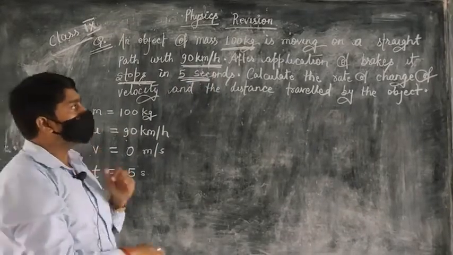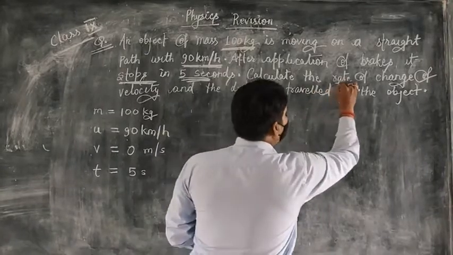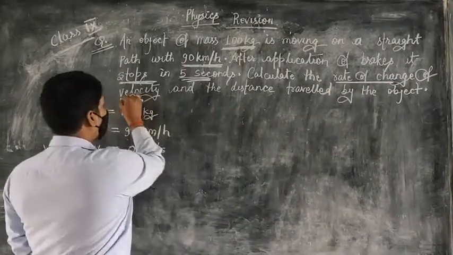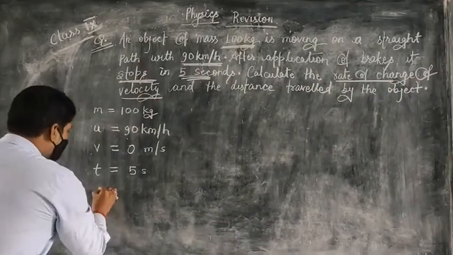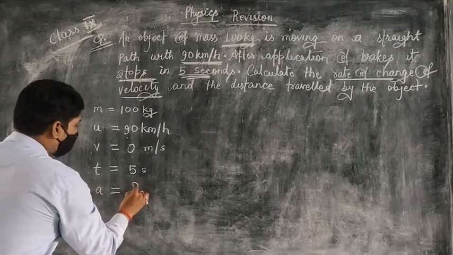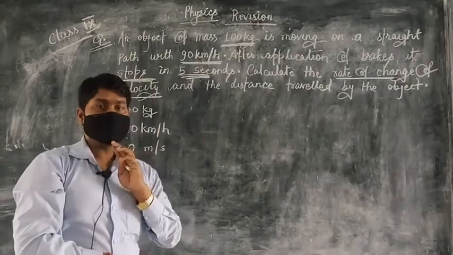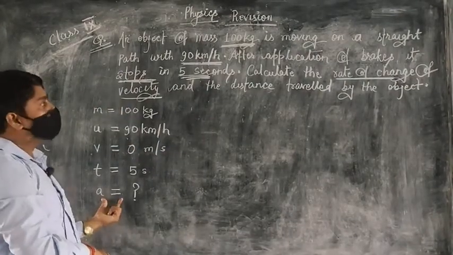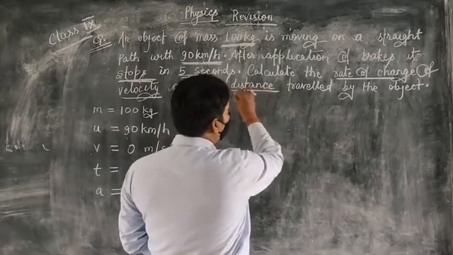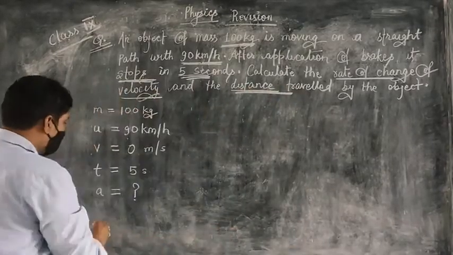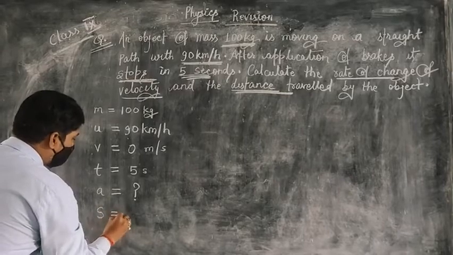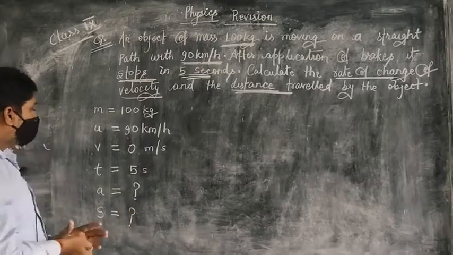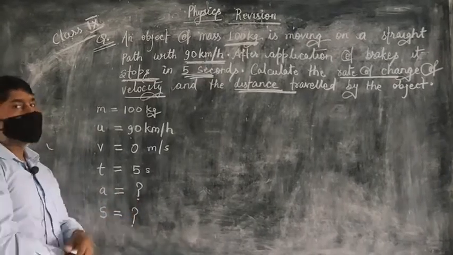Now we have to find out the rate of change of velocity, which is nothing but acceleration. As well as we have to find out the distance traveled by the object, that is denoted by small s. So these two quantities we have to calculate here.